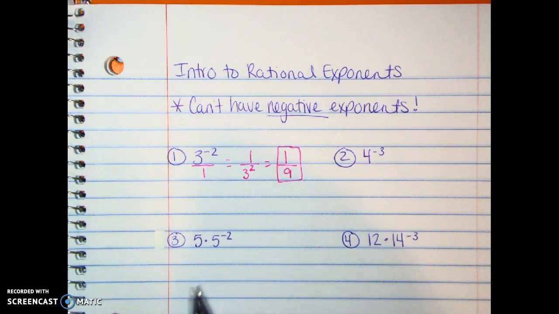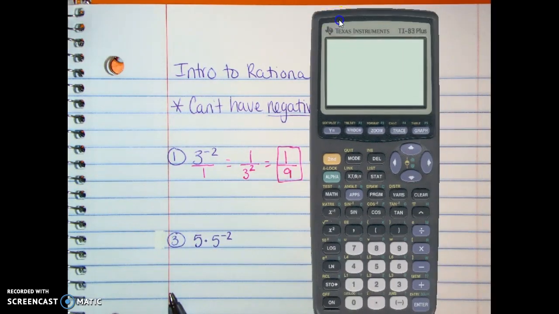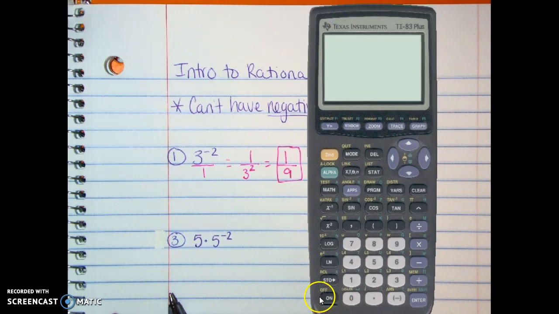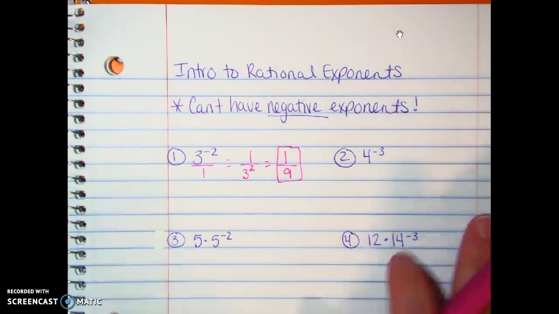And you can also check this on your calculator. Let me get this over here. If you put in 3 to the negative second power, that gets you that, and then you go to math, enter, and there's 1/9. Okay, so you can check all of the problems that we're doing today. You can check them on your graphing calculator. Okay, let's look at number 2.